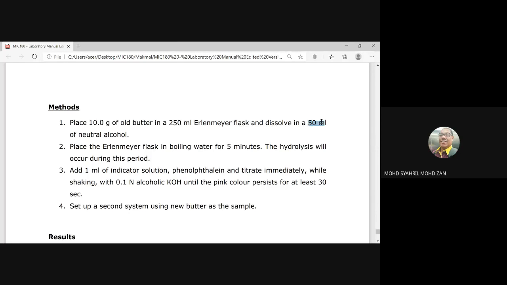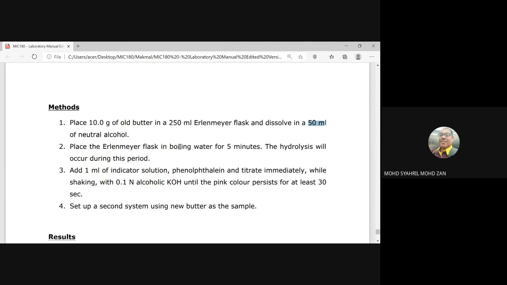Right? And then we have to boil our Erlenmeyer flask for 5 minutes. Hydrolysis will occur during this period. So please bear in mind, okay, and be very careful, because our alcohol has a low temperature. Okay, low temperature. So maknanya kalau dalam suhu 30, 40 dia dah mula menggelegak. So that's why we use boiling water. So mostly kita pakai water bath.